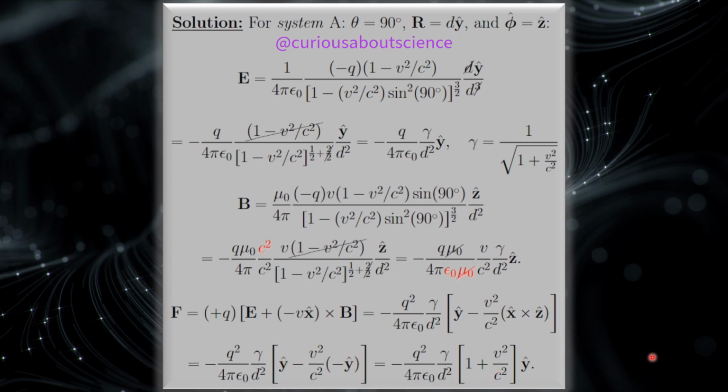So our force here is kind of what we expected, where we have gamma and then this 1 plus v squared over c squared and the y hat. So everything's looking pretty good for system A. Okay, let's spice it up though.